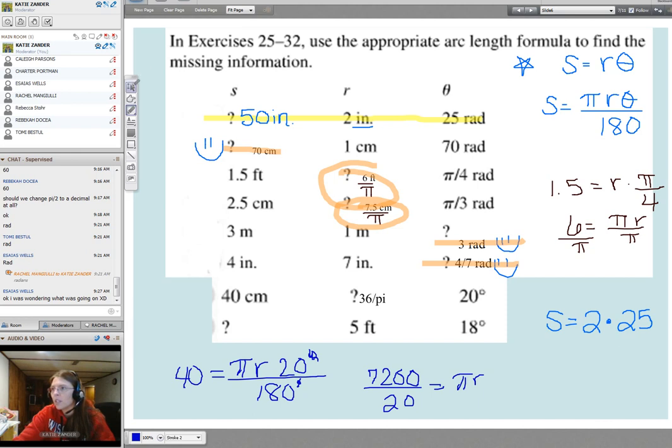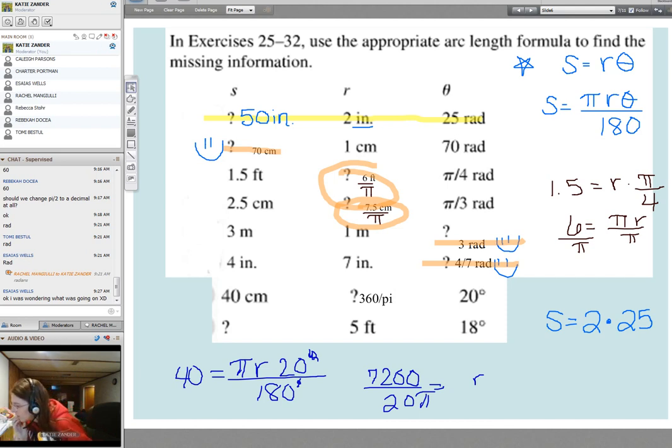And technically you can divide by 20 pi right away. So 7,200 divided by 20 is 360, it looks like. So I think we're just missing a 0 from that response up there. Okay, so that one looks better.